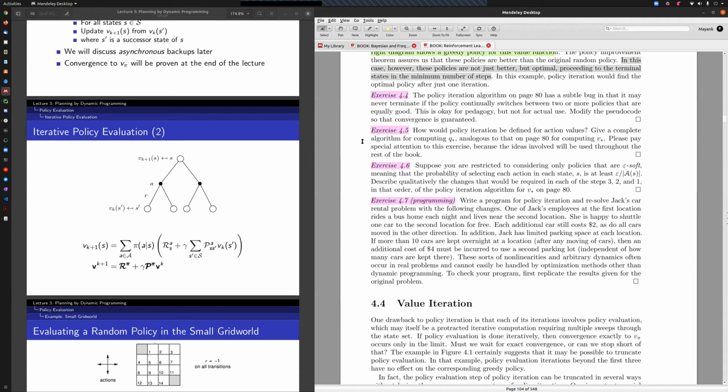Okay, then for the 4.5, there are also iterations we define for action values. Yeah, please go ahead.